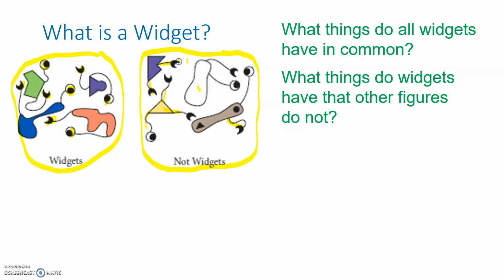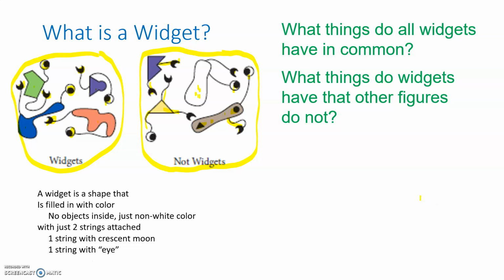Okay, over here, two crescent moons. This has crescent moon and eye, but remember it's not colored in. But look at this. They can't have any figures on the inside either, so we just came up with something else there. Okay, so now what am I going to say? A widget is a shape that is filled in with color, no objects inside, just non-white color, with two strings attached. One string has a crescent moon, and one string is kind of like an eye.